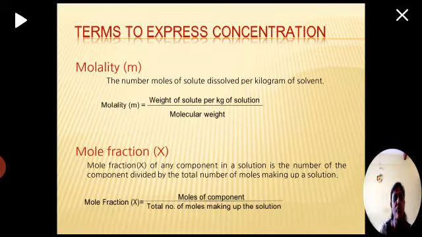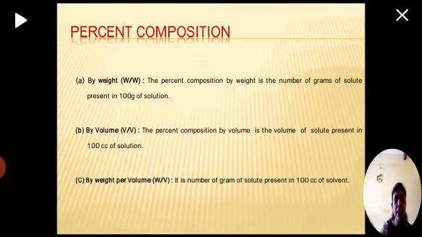Then comes mole fraction. It is denoted by capital X. Mole fraction of any component in a solution is the number of moles of the component divided by the total number of moles making up a solution. Then comes percent composition. It may be of three types.